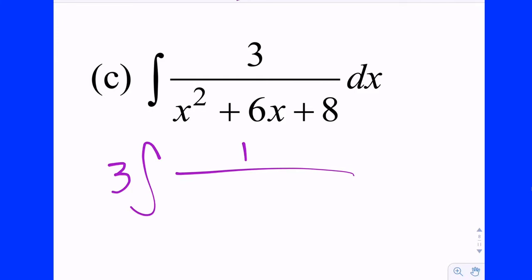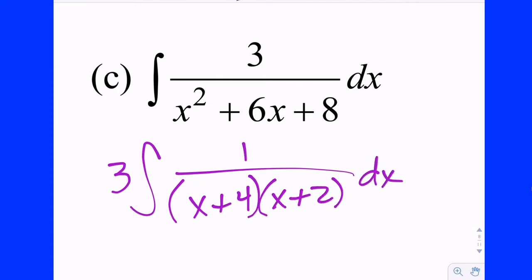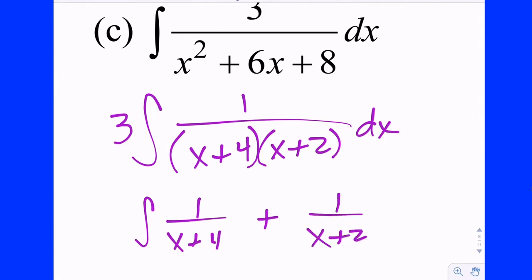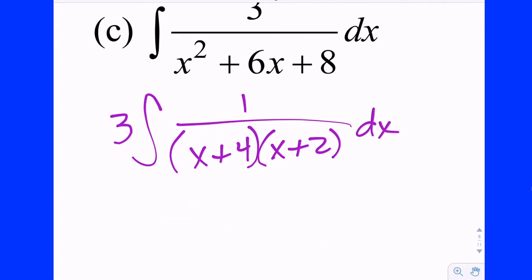Not into a binomial squared, but I think it does factor into x plus 4 times x plus 2. Now, is that going to be of any benefit to us right now? Can I split that up and say it's this plus that? No. There will be a way that that's going to be very helpful later on when we get to a partial fraction decomposition. Okay? But right now, that's not going to be helpful.